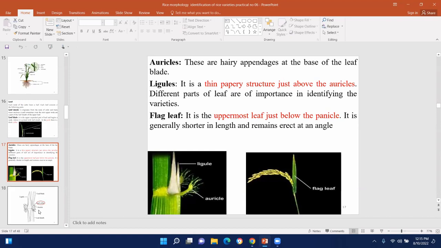The leaf that is covered around the panicle is called the flag leaf. It is the uppermost leaf just below the panicle. It is genetically shorter in length and remains erect at an angle.